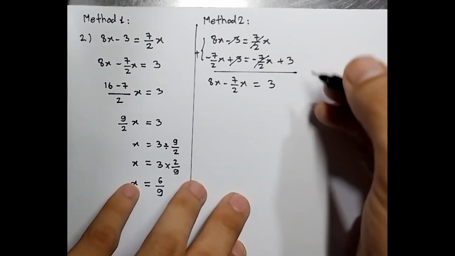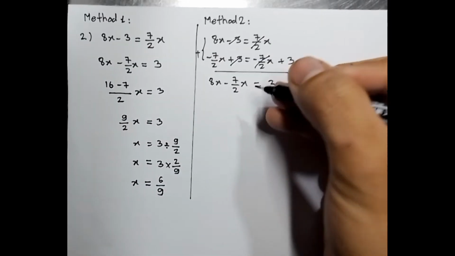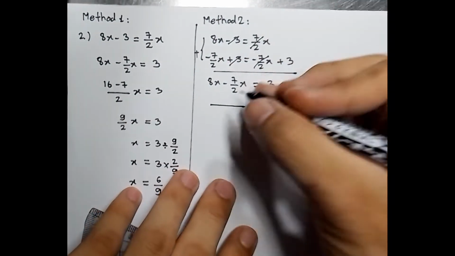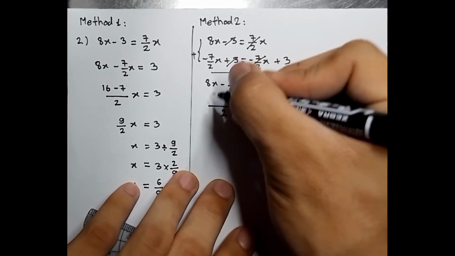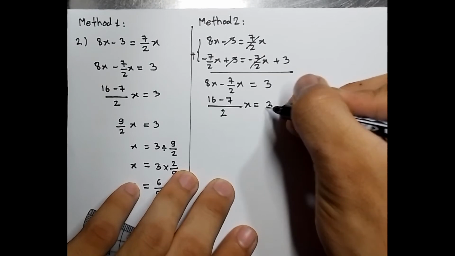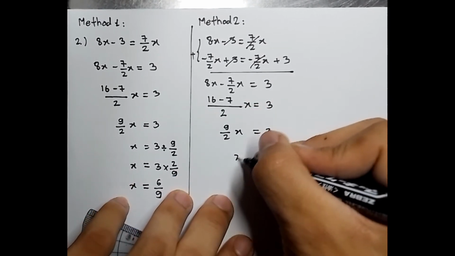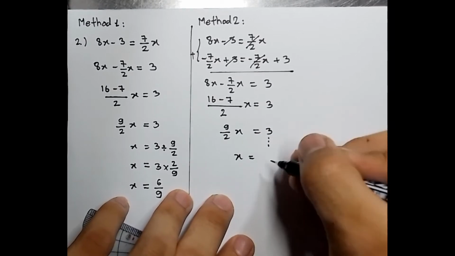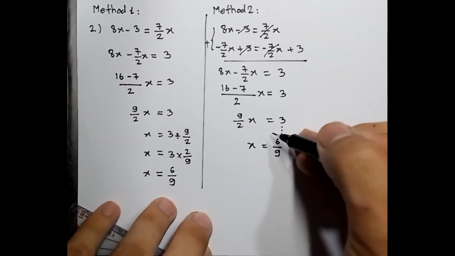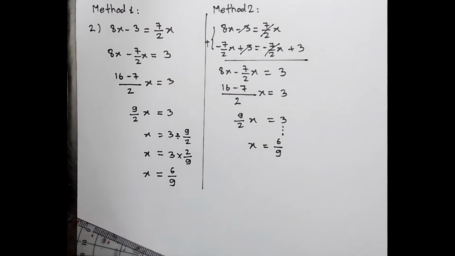Right. The next thing we're going to do is the subtraction of fractions again. I hope you know how to do it. Once again, if you don't know, go and watch the video that I will link down below for you. Okay, so we got 16x minus 7 over 2x equal 3, and then we got 9 over 2x equals 3. x is equal to, okay, follow the same thing as the first method on here. Follow the same way of solving it, we will get 6 over 9, the same answer.